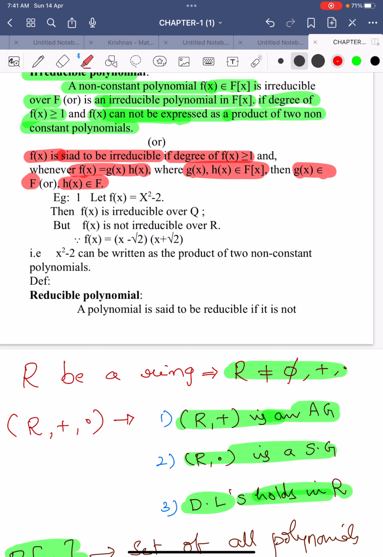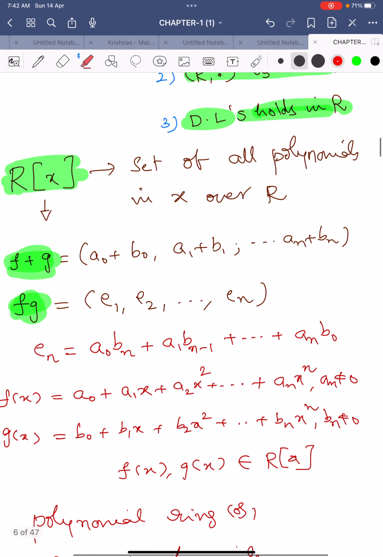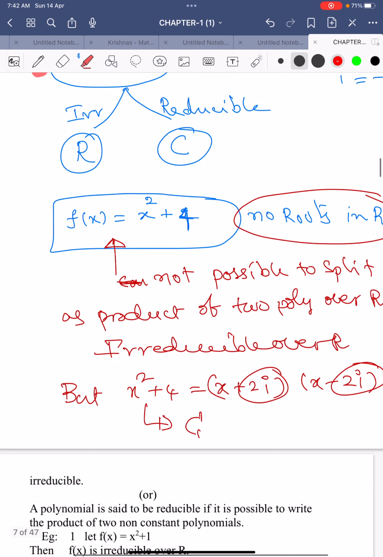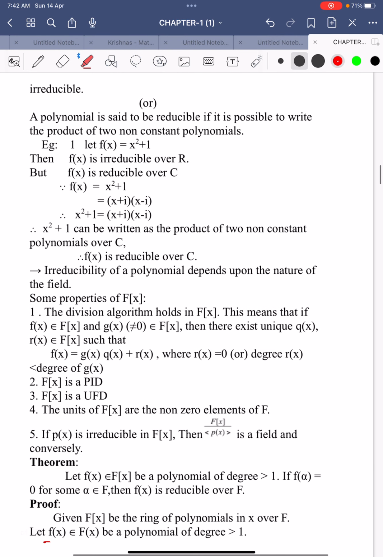So here is the same example x square minus 2. You observe that this f of x is irreducible over Q, but f of x is not irreducible over capital R. Not irreducible means it is reducible over capital R. So reducible polynomial, it is a very simple definition. A polynomial which is not irreducible is said to be a reducible polynomial. A polynomial is said to be reducible if it is possible to write it as a product of two non-constant polynomials.